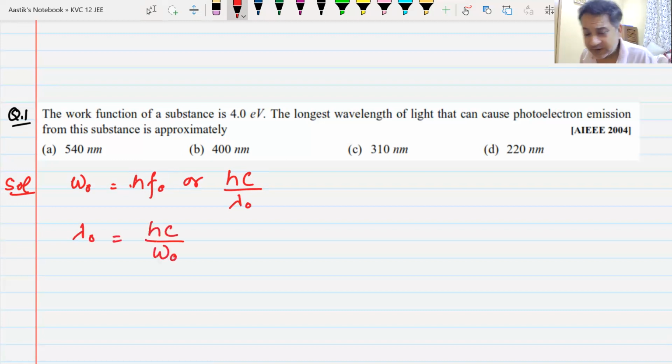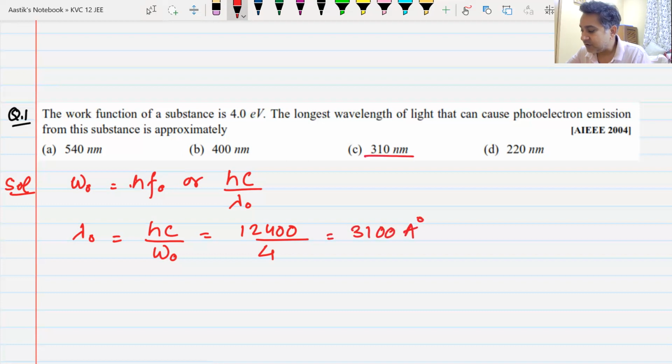Now you don't have to multiply h into c. You must know that hc can be approximately written as 12,400, and then the value of lambda you will get in Angstrom units. So divided by the work function, which is 4, you will get 3100 Angstrom. 3100 Angstrom is 310 nanometer, and that is the answer. Do we understand this?